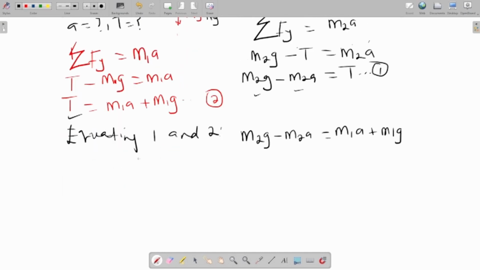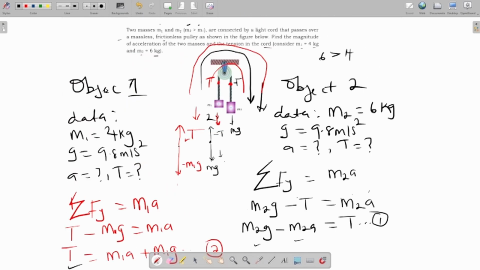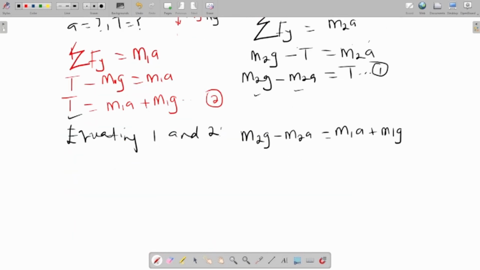Now, what's our mass 2? Our mass 2 is 6. You can see it here. Our mass 2 here is 6 kg. Our mass 1 is 4 kg. And we're using the same G for the two of them. Now, you've seen there is no tension here anymore. We can find our acceleration first, and then we find its tension. So here we say our M2 is 6 multiplied by 9.8 minus our mass 2 again, 6, multiplied by A is equal to our mass 1, 4, multiplied by A plus our mass 1, 4, multiplied by 9.8.